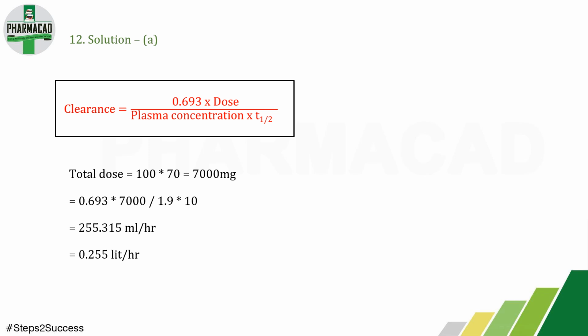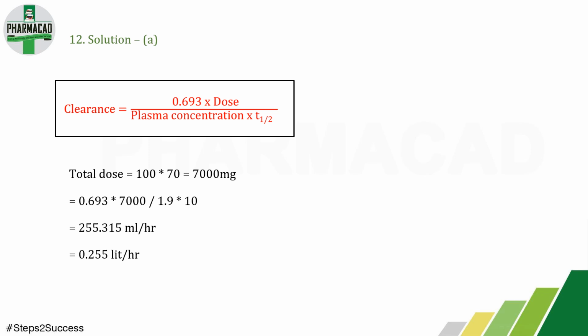For solving such type of problems, you all need to know the formula for clearance, that is 0.693 into dose divided by the plasma concentration into T half. As they have given a 70 kilogram man and the dose is 100 milligrams per kg with the body density, the total dose turns out to be 100 into 70, that is 7000 milligrams.